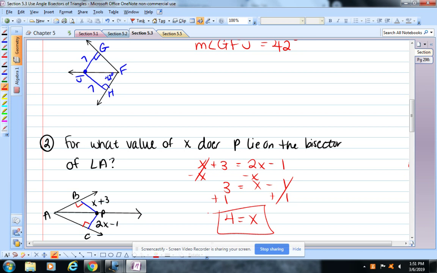Yeah, you'd plug it in and have 4 plus 3 is what? 7. And this one should also equal 7, right? 4 times 2 is 8 minus 1. Is that equal to 7 as well? Okay. So it just depends on what your problem's asking. If it asks for the value of x, that's all you have to do. If it wants to know the segment lengths, then you would plug them in. Make sense? The math is really that simple.